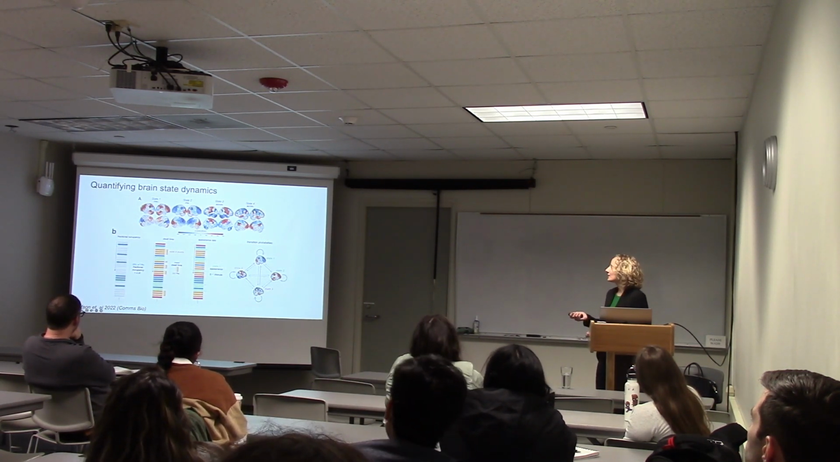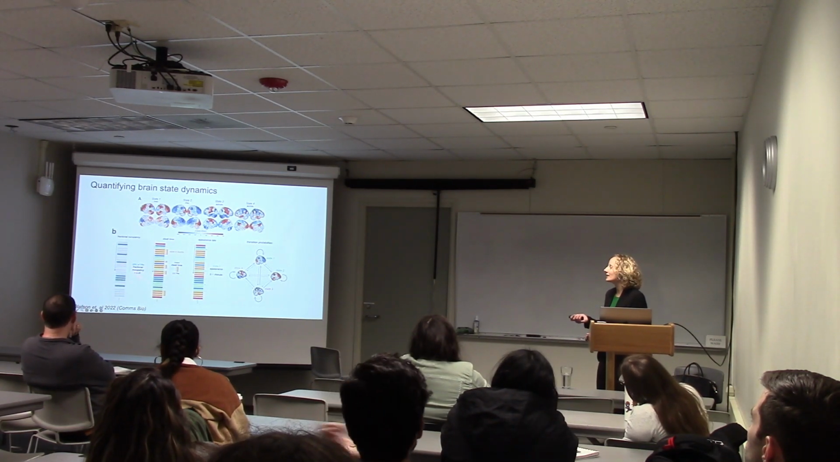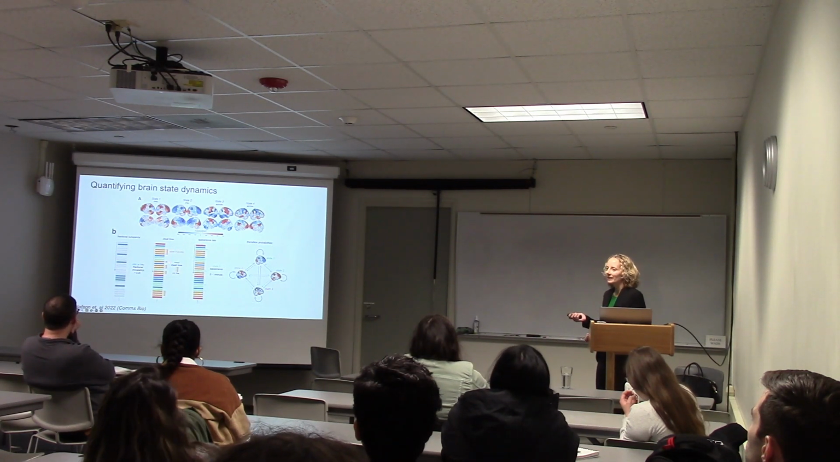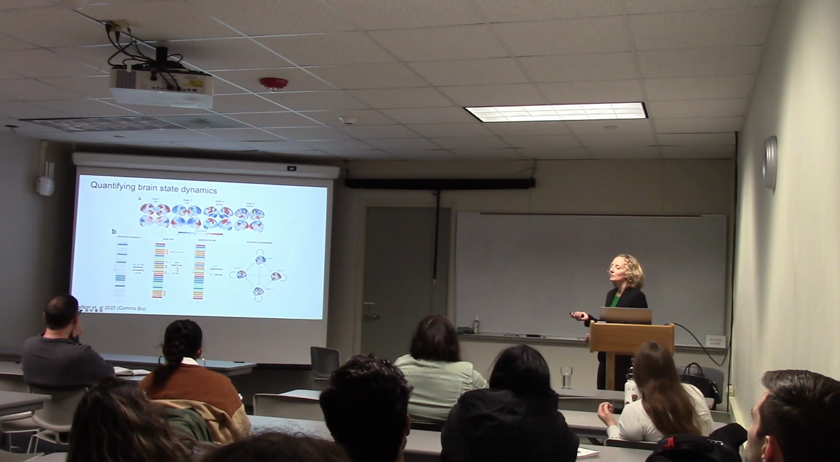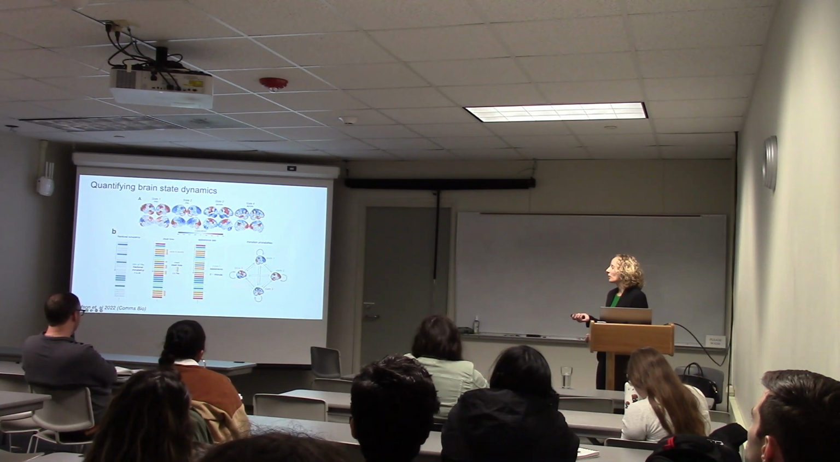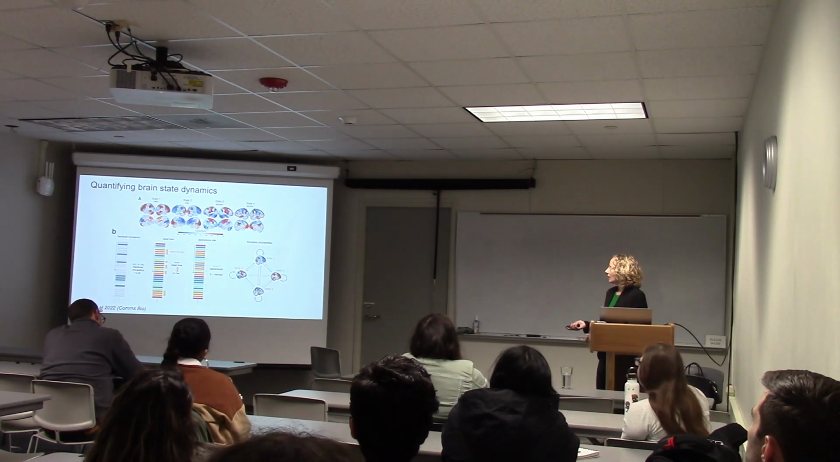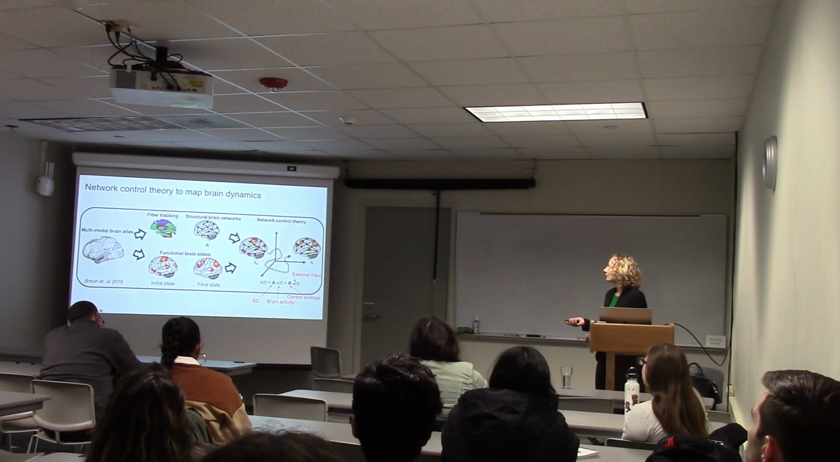Yeah. So once we have these vectors of state dynamics, then we can calculate things like fractional occupancy of states, so the percentage of time spent in a specific state. We can calculate dwell time, how long we spend in that state once we transition to it. Appearance rate, perhaps the number of times you transition to a state over a minute's time. And then transition probability, so how likely you are to go from one state to another or stay within the same state. Oh yeah, first I want to talk about control energy.